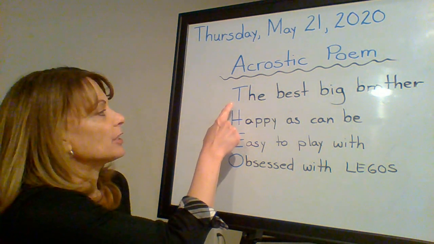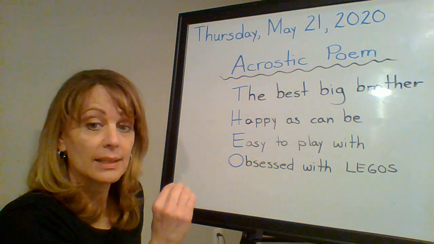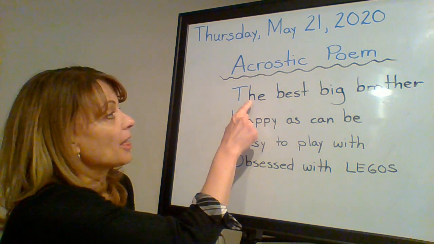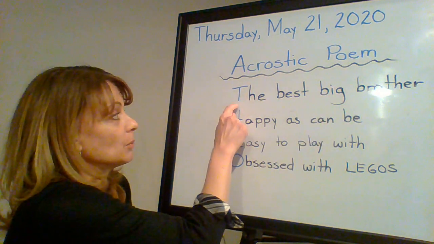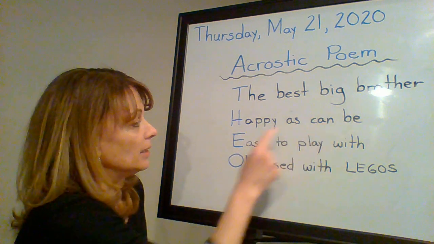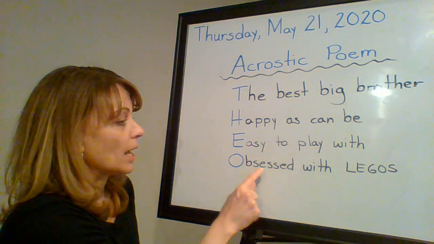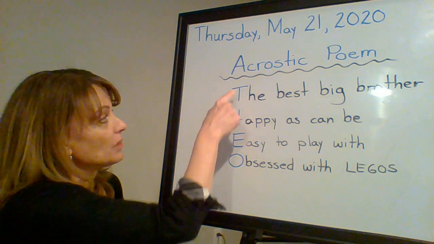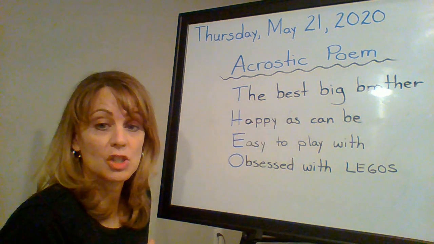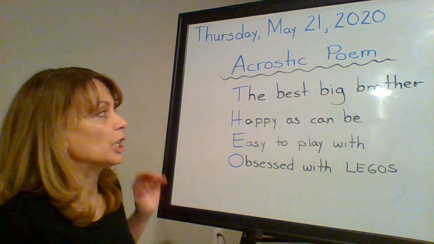So each of the letters is capital, and we're going to use that letter to describe the person. So Theo is the best big brother. We used the T. The H, happy as can be. E, easy to play with. And O, obsessed with Legos. So each of the letters in the name of the person, we have then used words to describe that person. And you notice that they're phrases, they're not just words.